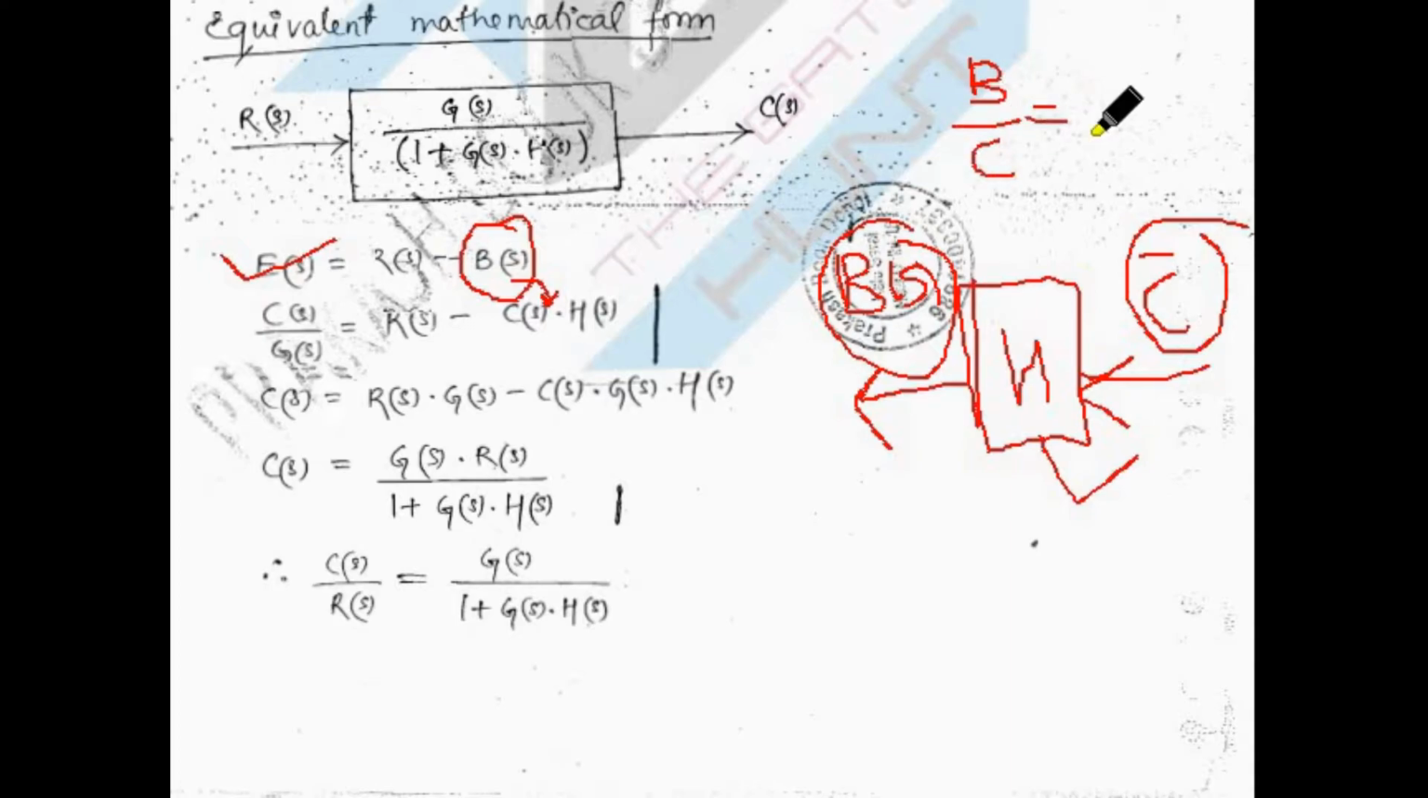So now I want to replace this B(s). I am sending this C(s) to the right hand side. So B(s) is equal to C(s) into H(s). Similarly, I am transferring this G(s) to the right hand side. So C(s) is equal to R(s) into G(s) minus C(s) H(s) into G(s). This G(s) I am multiplying, right?